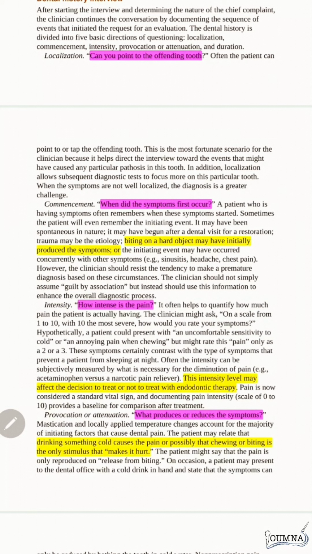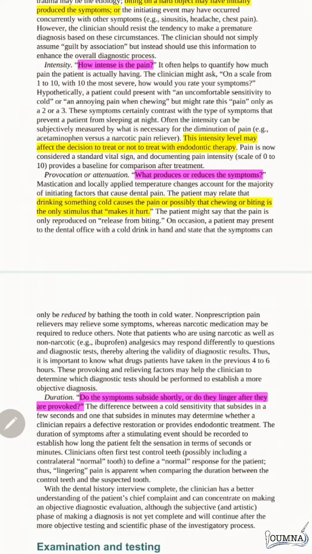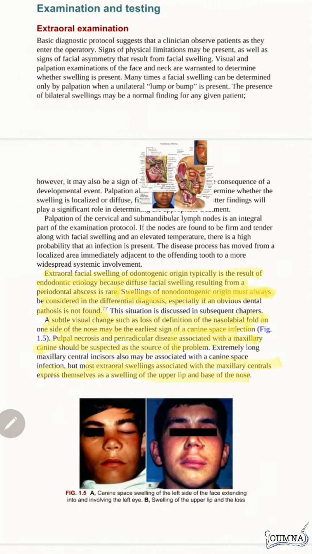Fourth question, what produces or reduces the symptoms? Is it mastication? Is it cold or hot drinks? And what resolves the pain? These questions help us to know to which extent the infection has reached in the tooth. The fifth question is, do the symptoms subside shortly, or do they linger after they are provoked? Then we go to the extraoral examination.